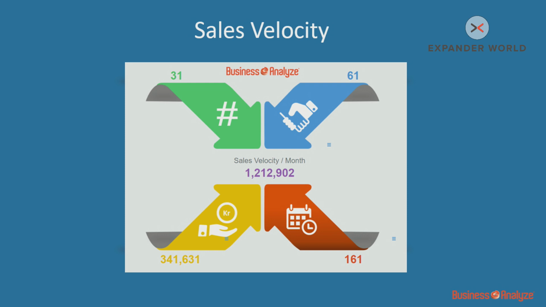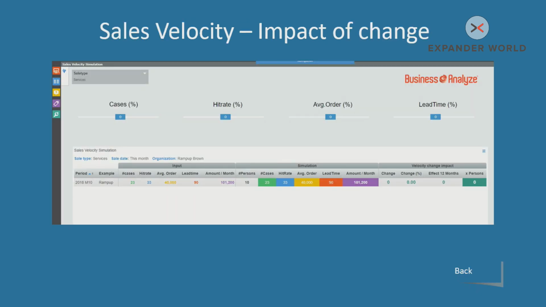Within this, it looks like this. This is a screenshot. And it's very, very interesting to see how these figures could be altered and what to gain from that. Here are the actual figures for this person: 23 closings per month, hit rate of 33, 40,000 average order, lead time 90, and an amount per month of 100,000.